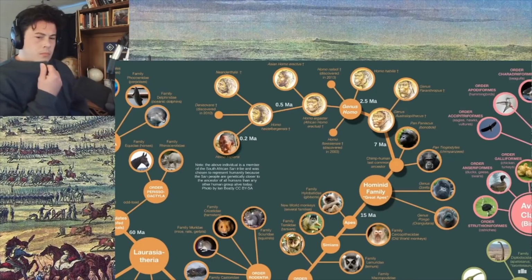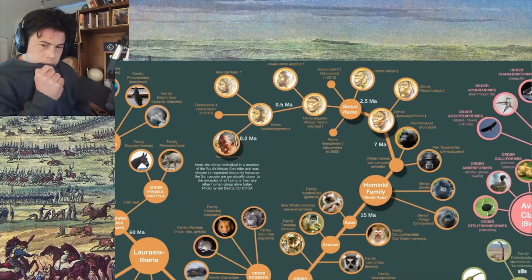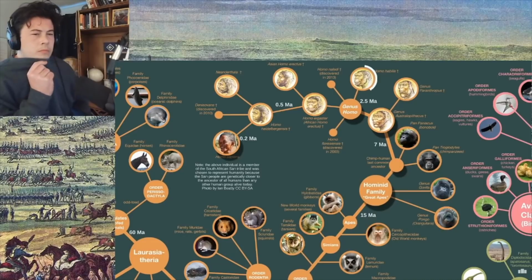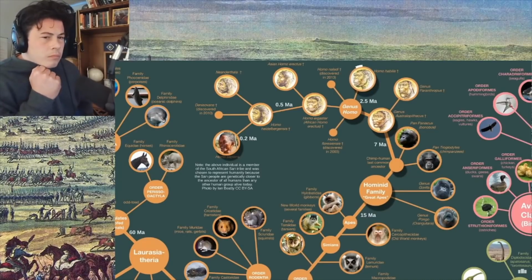Currently, Homo sapiens is the only species in this genus, but over the last 2.5 million years, many other Homo species have come and gone. We know this from the archaeological record, which gets larger and better every year. One of the earliest Homo species was Homo habilis.